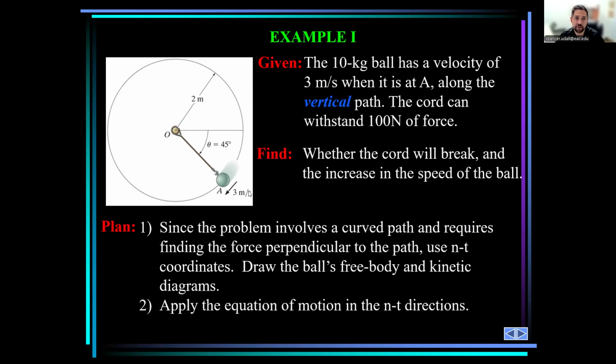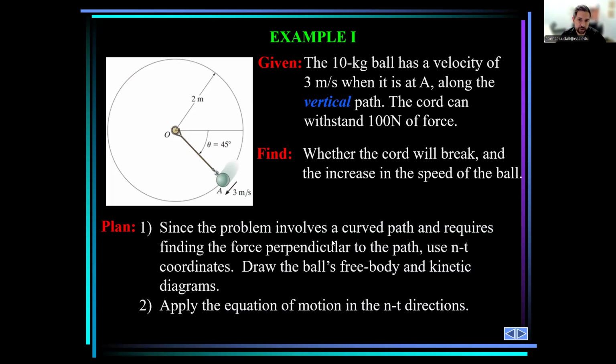So, meaning this is spinning, right? It's going down and then it's coming up and then down and then up. It's not on a table or something. It's actually mounted on a wall, spinning around that peg on a vertical path. Meaning we're going to have to include its own weight in that motion. We won't include gravity as an acceleration. We'll include it as a force. That's typically how we'll do these. So we need to find whether the cord will break and the increase in the speed of the ball at that instant.